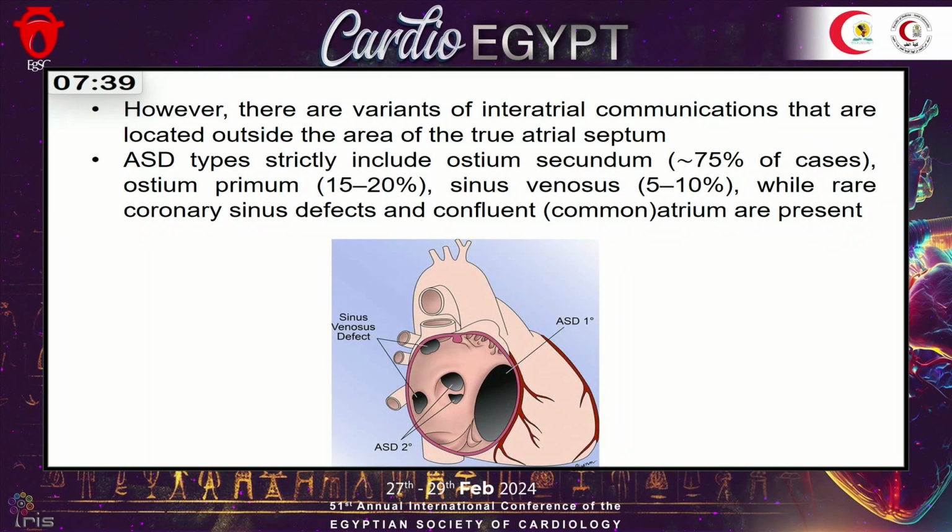These are the types of atrial septal defects: secundum, venosus, primum. Okay. There are variants of interatrial communications that are located outside the area of the true atrial septum. The types are ostium secundum, 75% of cases, ostium primum, which is up to 20% of cases, or sinus venosus, which is up to 10% of cases, and very rare conditions regarding the coronary sinus.